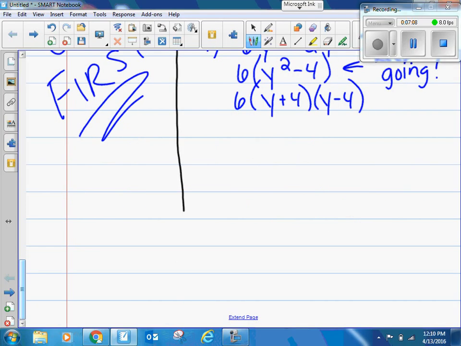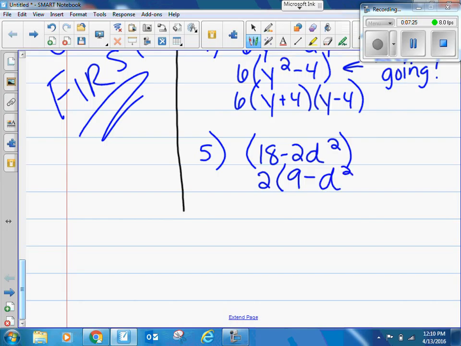Another example. Let's say we have 18 minus 2d squared. Again, I notice that I can factor a 2 out of this. So I'm going to pull the 2 out, and I'm left with 9 minus d squared. 9 and d squared are both perfect squares, so I can keep going. 2 times 3 plus d, 3 minus d. All right, last example with this, and then I'm going to show you 2 more examples.